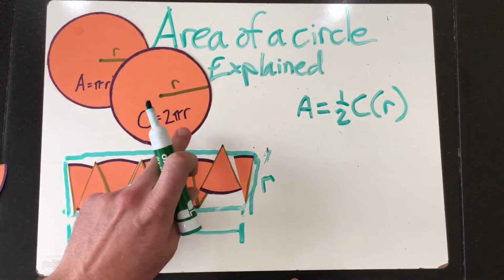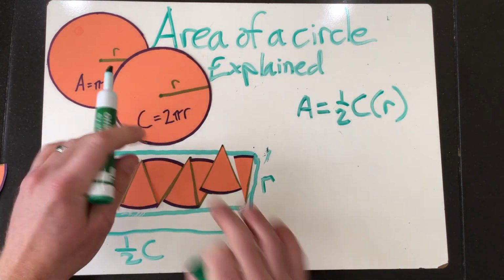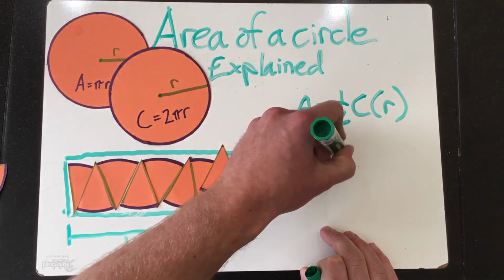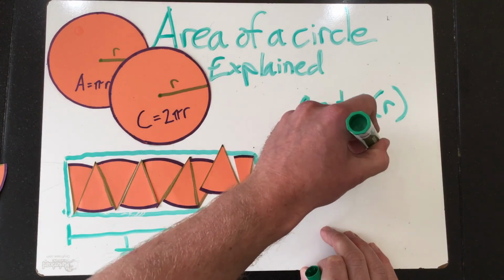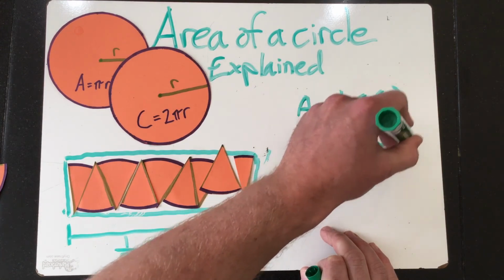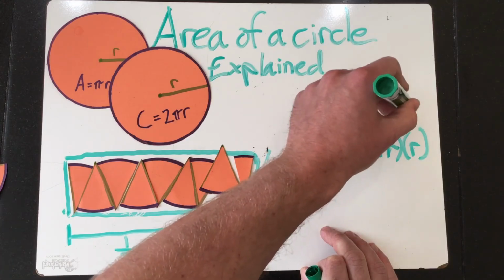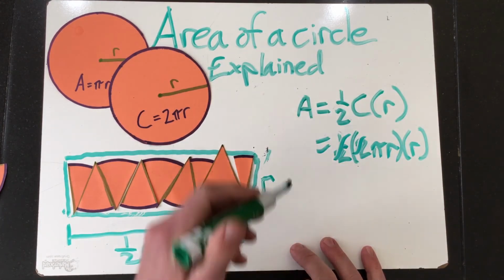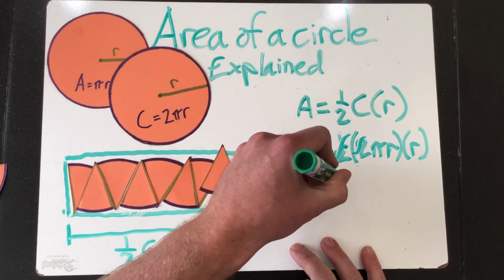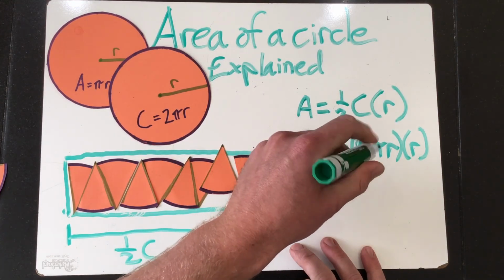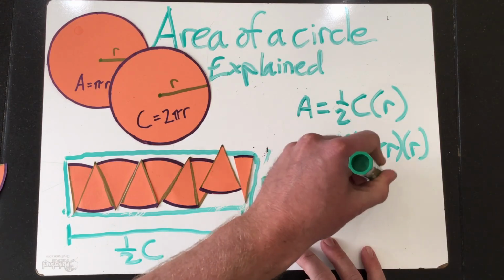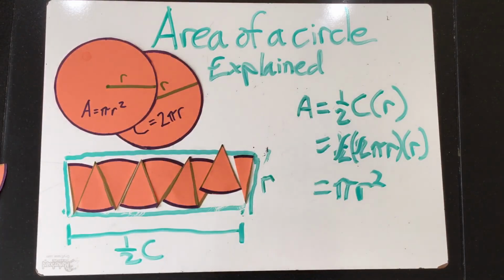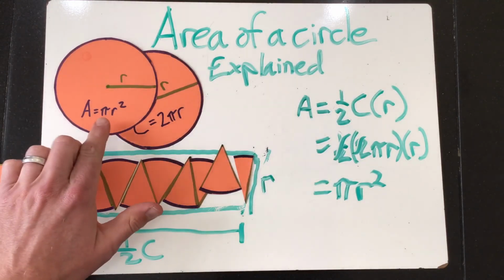The circumference is equal to 2 pi r. So I'm going to substitute 2 pi r in for circumference. So 1/2, and instead of saying c, I'll say 2 pi r. I'll times that by r again, so I'm just bringing down that other r. The 2 and the 1/2 cancel each other out. And what I'm left with is pi times r, which is r squared. And so that is roughly how mathematicians got to the formula of a circle.